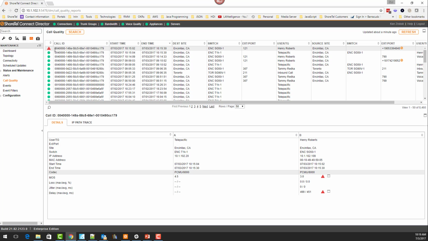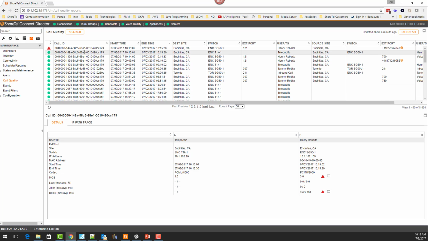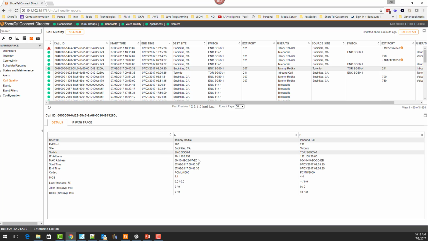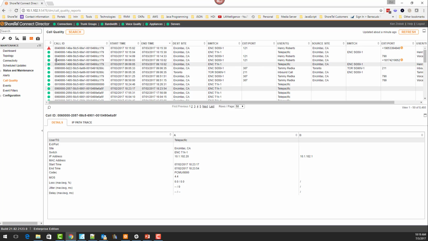But on the flip side, if someone complains about a call quality issue, chances are this is going to be red on their call, and you'll be able to see down here all the information. And what you have here is multiple legs of these calls that you can see. If I highlight them, they update down here with all the issues that are going on, and these are all green, which means they are good.